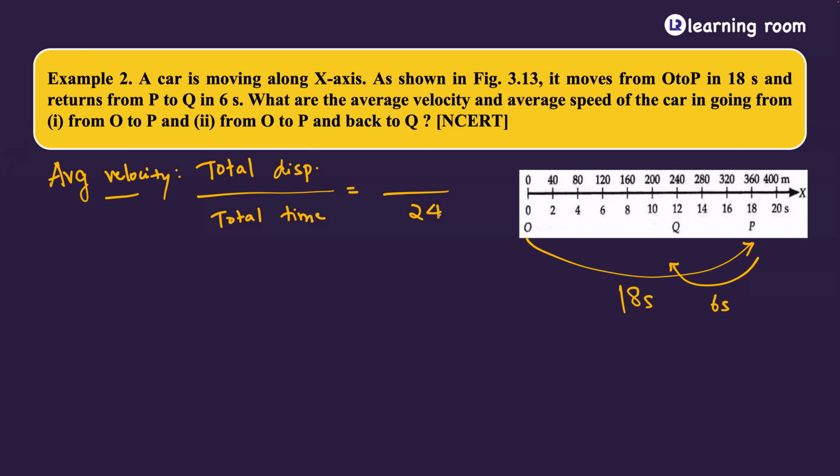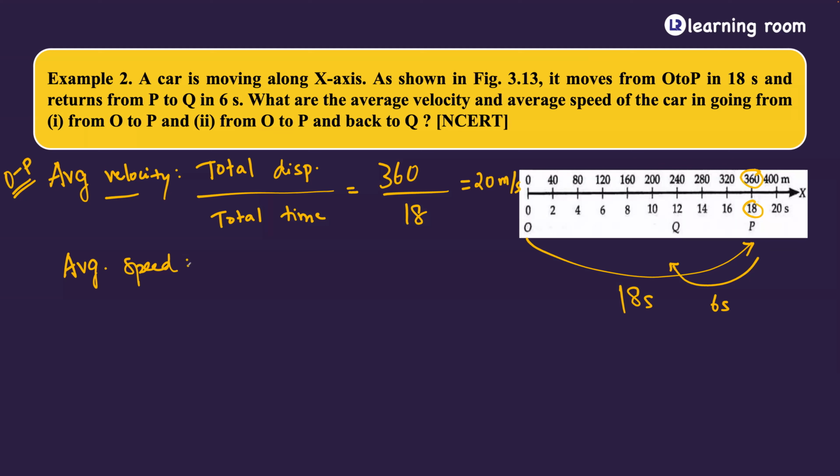So when the particle goes from O to P, things are different. When it goes from O to P, the total time is not 24, it is only 18. So what is going to be the total displacement from O to P? Right, it is 18 seconds, 360 meter. So 360 by 18, it is going to be 20 meter per second. Okay, accepted. What about the average speed?